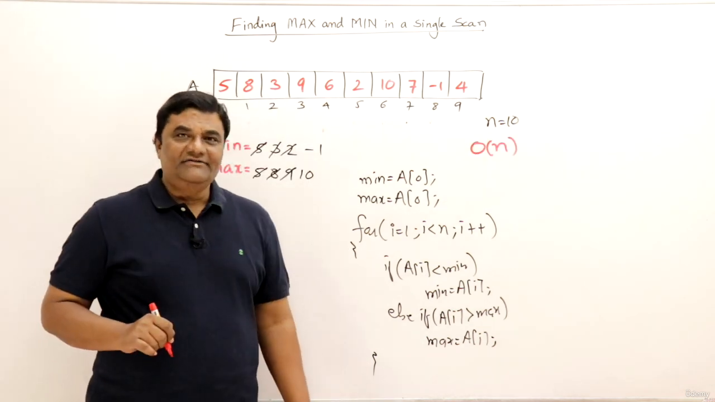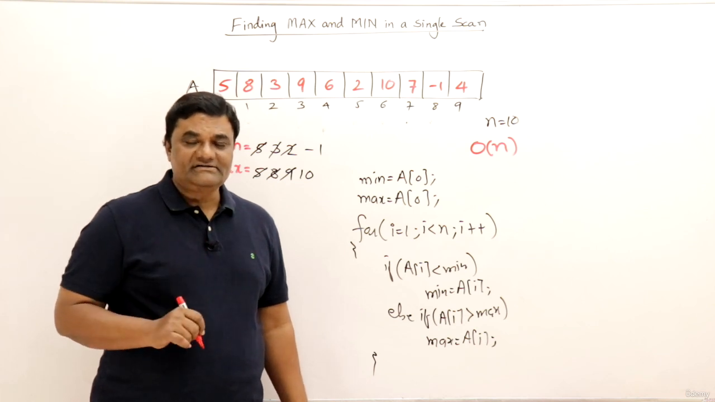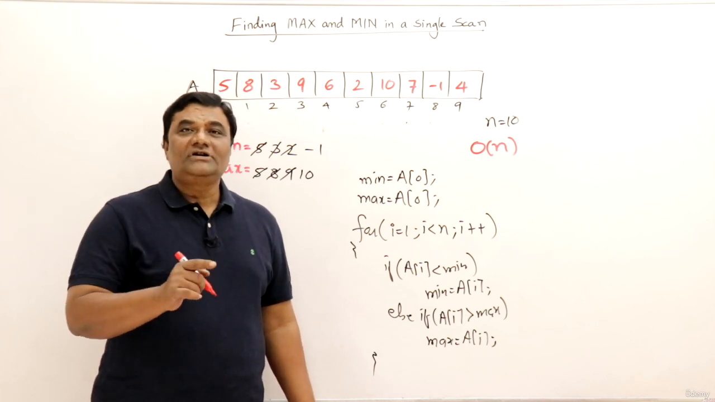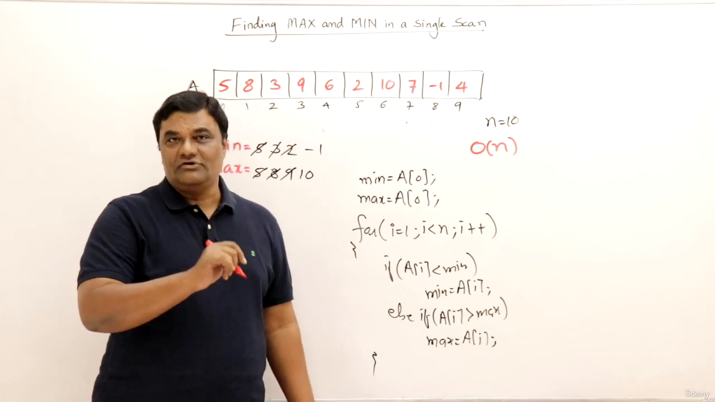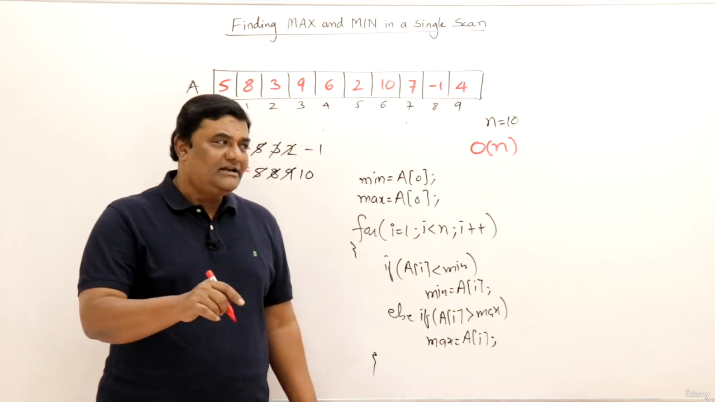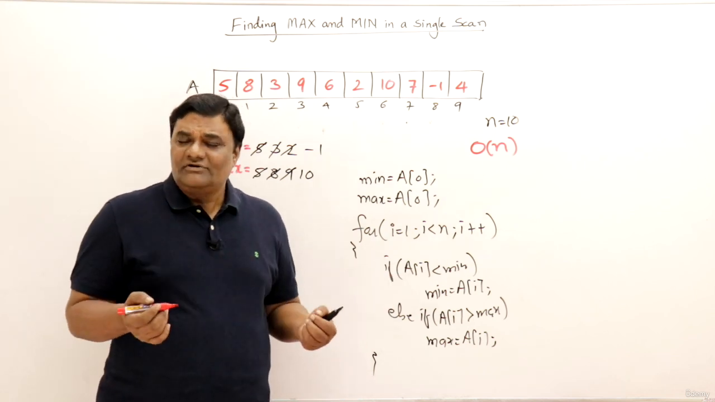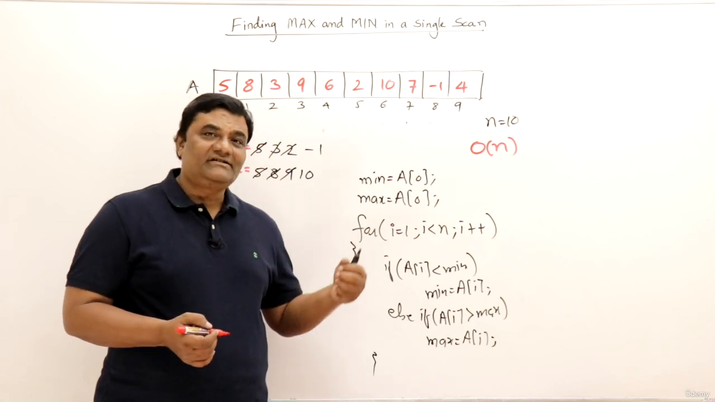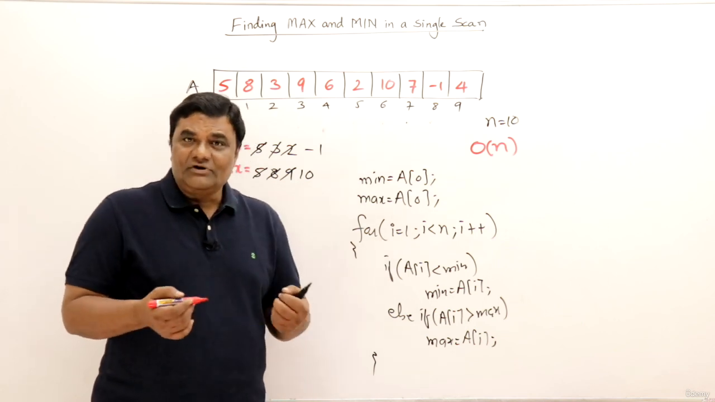Now one more analysis I will do here. I want to know how many comparisons in total are performed. Time we have already done. So what was actually done when we said time is n? In that time, what was done?